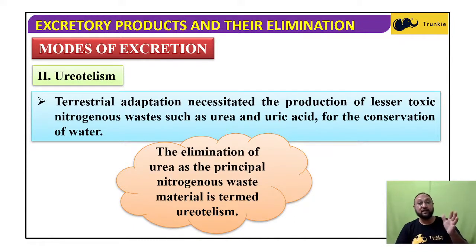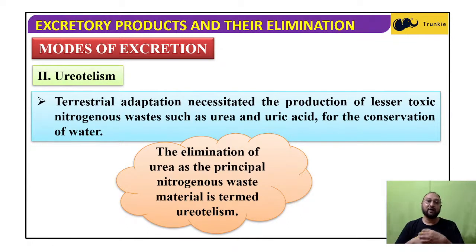So in the course of evolution, as the evolution was advancing, the animals were evolving towards the terrestrial mode of life. This terrestrial adaptation required the production of lesser toxic nitrogenous waste such as urea and uric acid for the conservation of water. Because if ammonia is present as a nitrogenous waste substance, it's very, very toxic, then it will be very harmful, and it may have a damaging effect in the body.